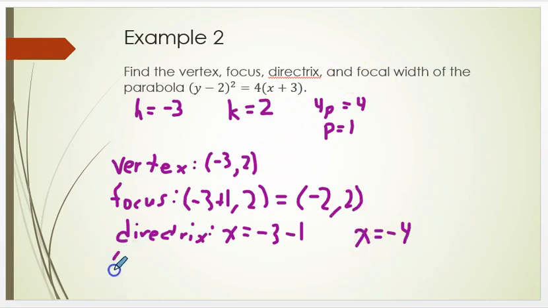And the last piece is the focal width. For both cases, this is just the absolute value of 4p. So the absolute value of 4 is still just 4. Don't change the sign on it. Remember, absolute value bars always make it a positive answer. It's not that absolute value bars switch the sign on everything. So since it already was positive, it stays positive.